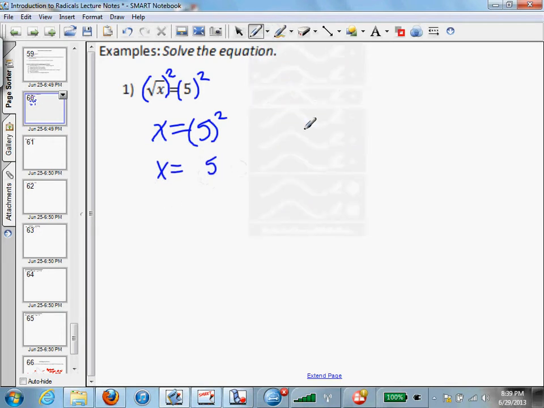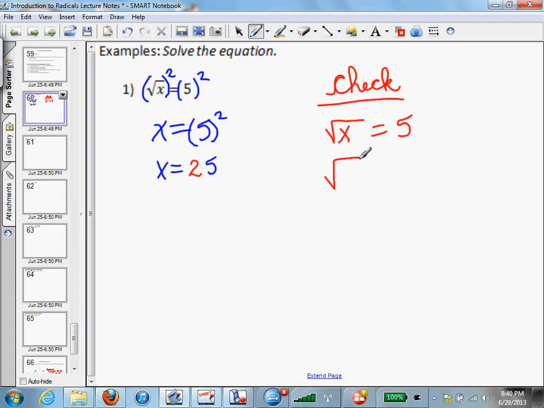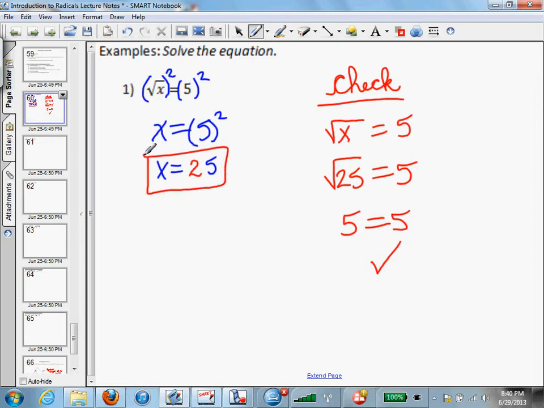Okay, now we actually need to go through and check. So we'll have our original. Excuse me, I had it written first the first time. Rewriting our original equation, the square root of x equals 5, and plugging in what we got for x, which was 25, we have the square root of 25 equals 5. If you check this, the square root of 25 is 5, so 5 equals 5 is correct. That is the solution to the equation.